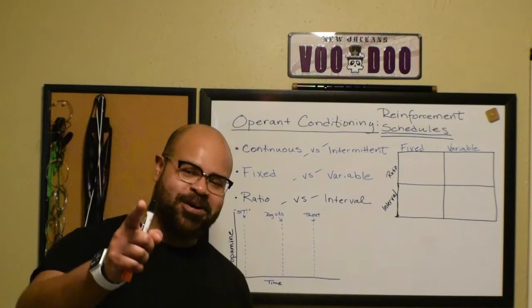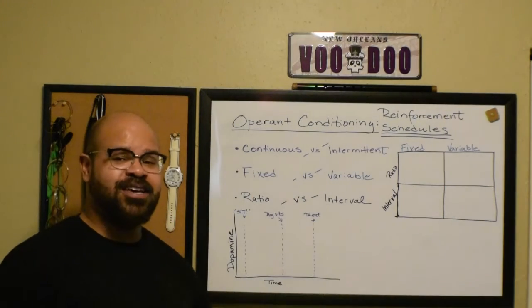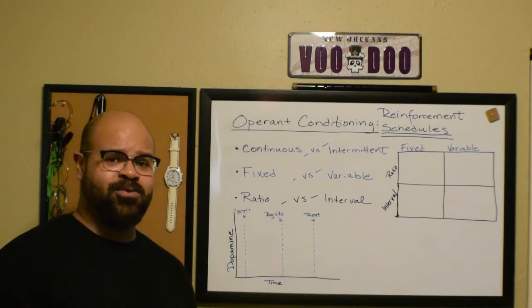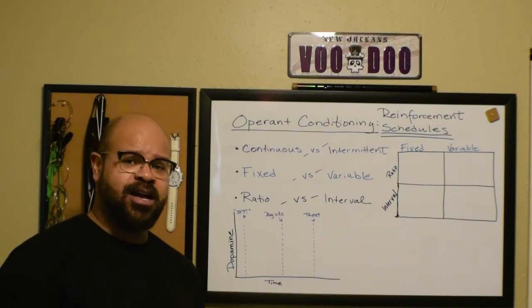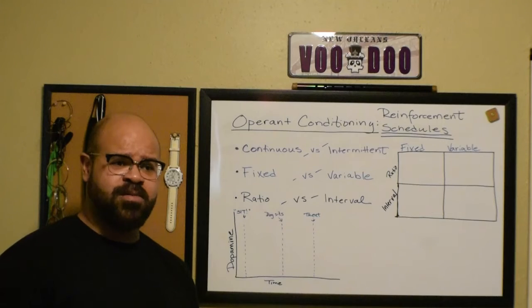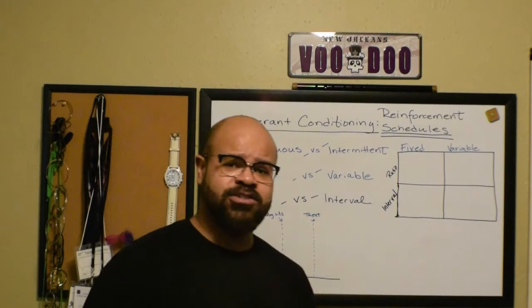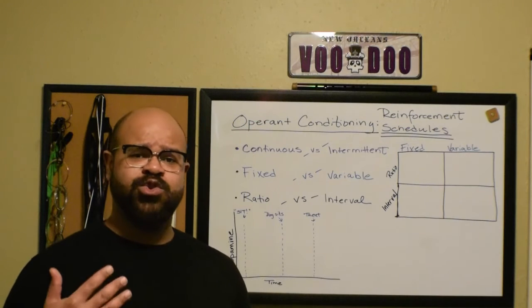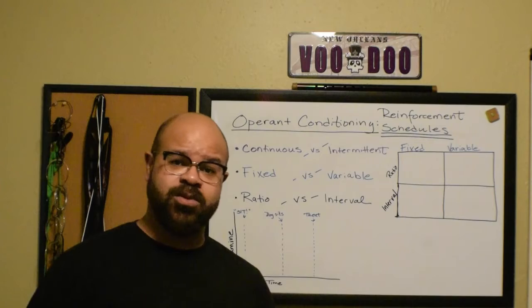Hey class, welcome back. Today we're going to keep talking about operant conditioning and go on and talk a little bit about what are called reinforcement schedules. So again, just to review operant conditioning, remember this type of conditioning, different than classical conditioning, is interested in getting the subject to increase or decrease certain behaviors. Target behaviors is what we call them.